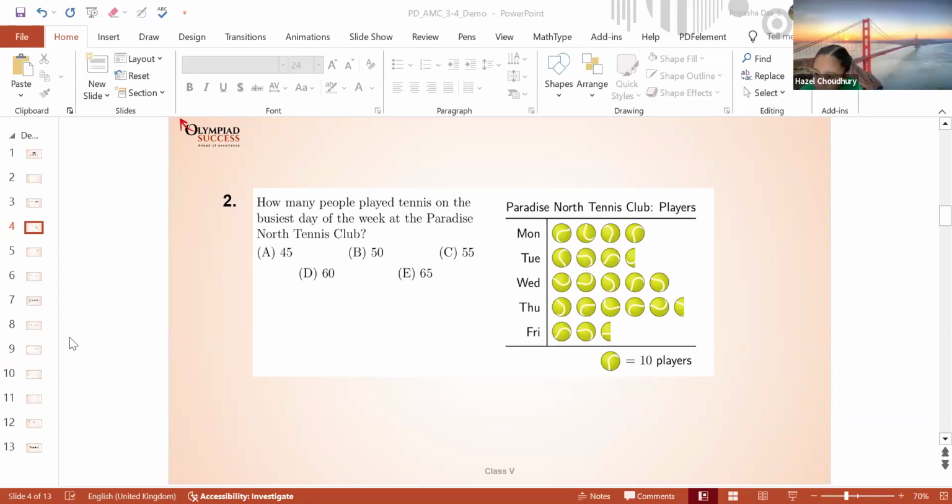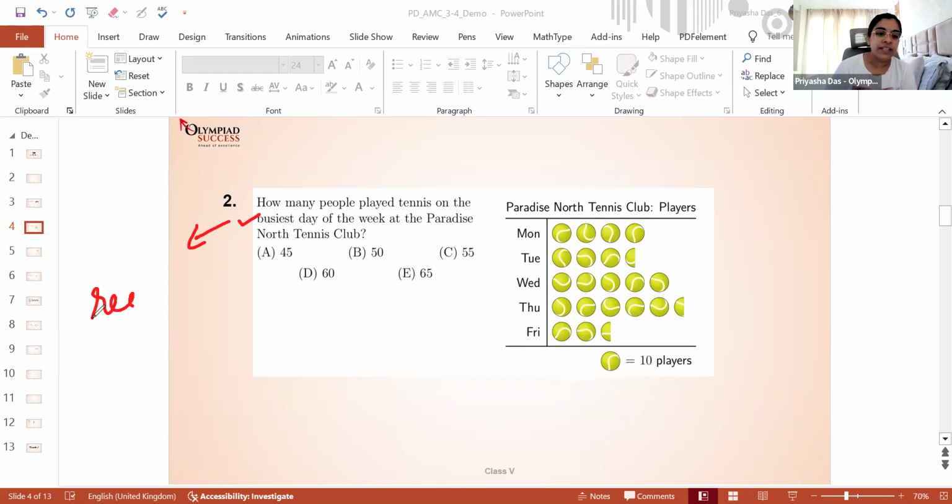Now, knowing that the ball is 10 players and Monday is 40, they are asking you how many people played tennis on the busiest day of the week. Now, this is called the reasoning part of this exam. They will not separately give you a logical reasoning question in this exam. That's the specialty of AMC. They have the reasoning part somewhere inculcated in the question itself. So tell me, which one is the busiest day?